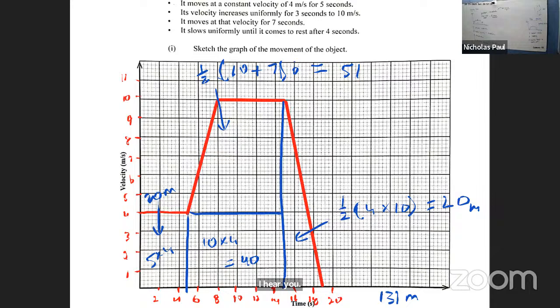Ready? Right, and the value is what? Positive or negative? Negative, right? If you work it out, you can use the gradient and you'll get the same value. I will use the gradient. I am using the y value as 10 and the x value as 15, y value as 0, x value as 19. Correct? So that's 10 over minus 4, which is minus 2.5.